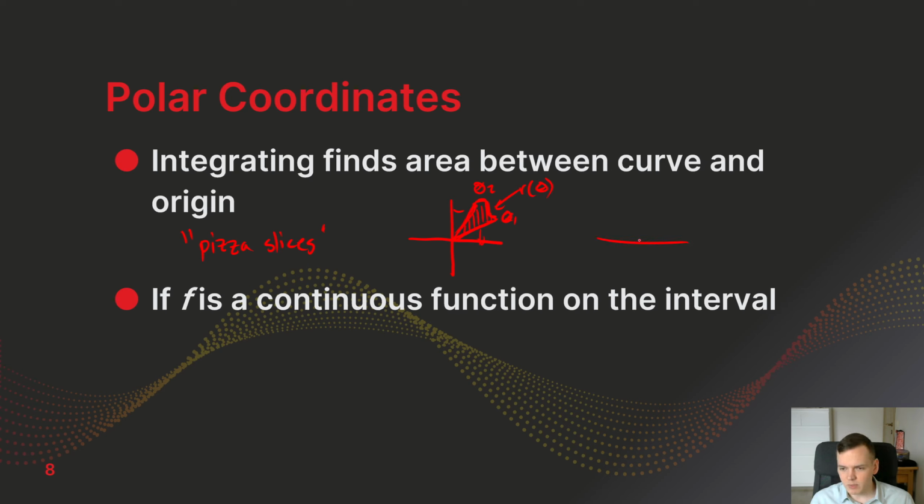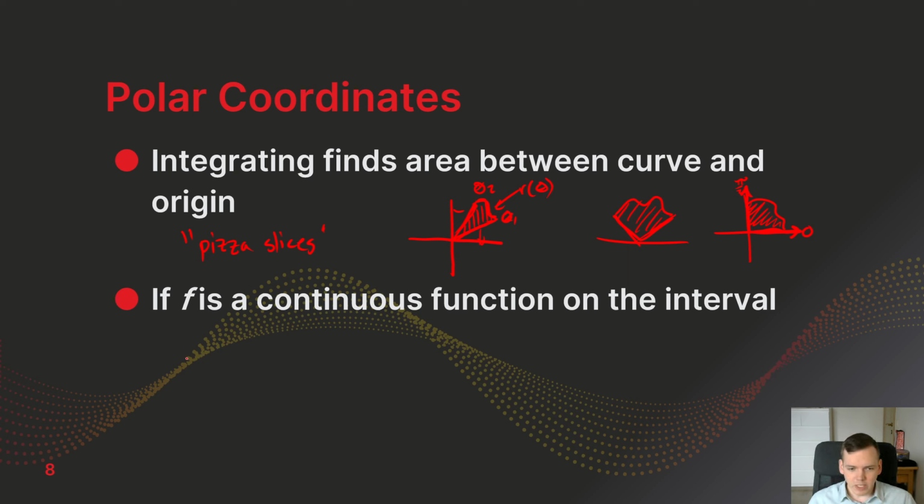Likewise, if I went from, say, this angle to this angle, and my function was something like that, I'd calculate this area here. So we're always going to have these kind of straight edge pizza slices or pie slices. If I went from 0 to pi over 2, then it would be something like this, because we're going from this angle to this vertical angle, the horizontal axis to the vertical.